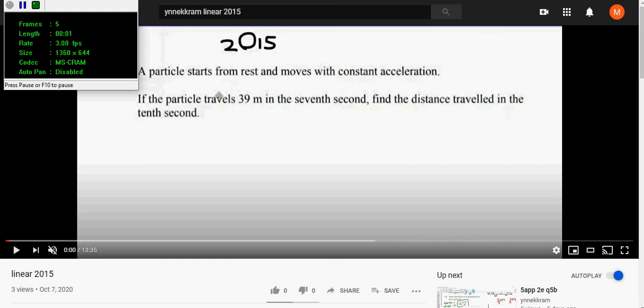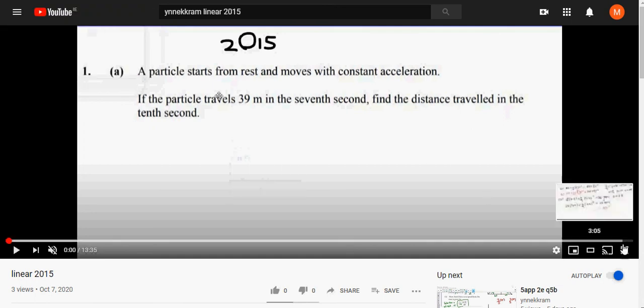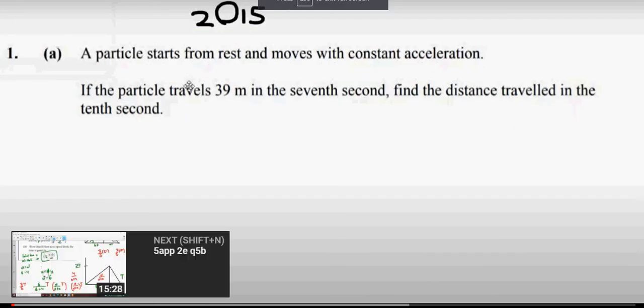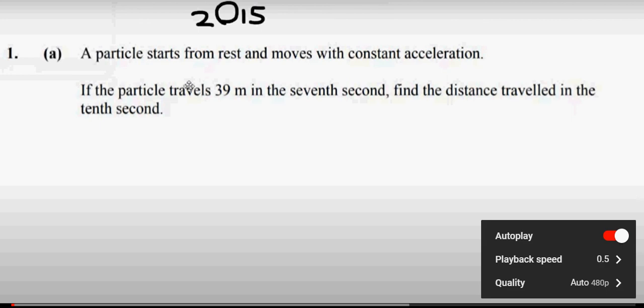Okay guys, I'm going to re-audio the new system. So this one is the 2015 paper and we're going to do it at 0.5 speed, okay?